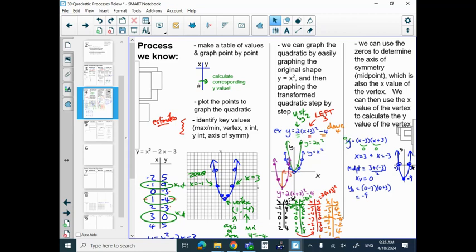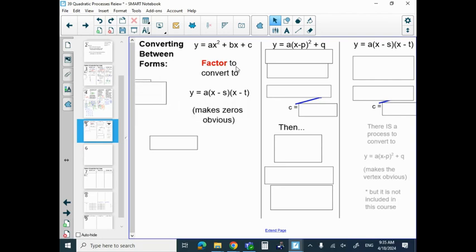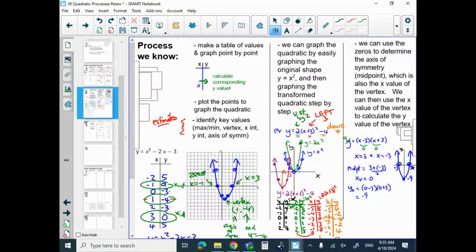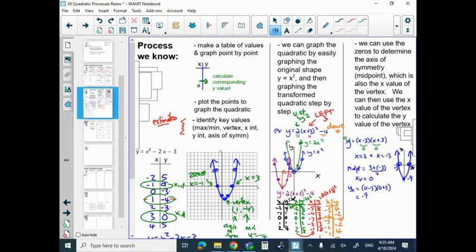Okay, so that's what we do with them directly. Then the other thing we want to talk about is switching between forms, which we've done a little bit of lately, right? So to switch, what can we do with a standard form? Well, we can factor it, right? We can factor to convert to something like that, and then we'd be able to know the zeros from that. An example of that we can follow through here is the same one we just graphed, x squared minus 2x minus 3.